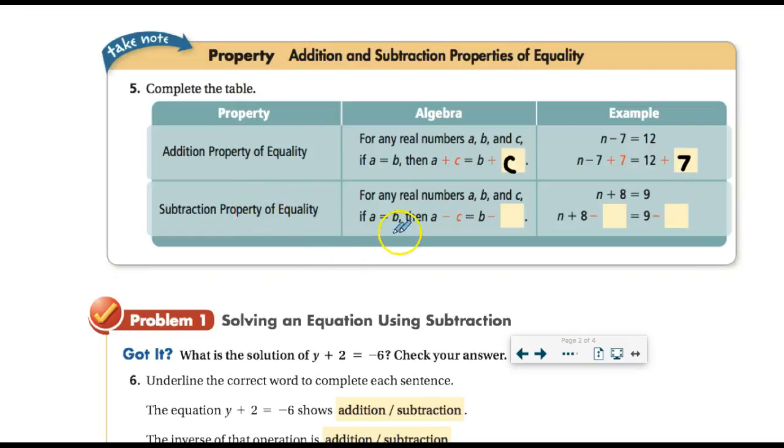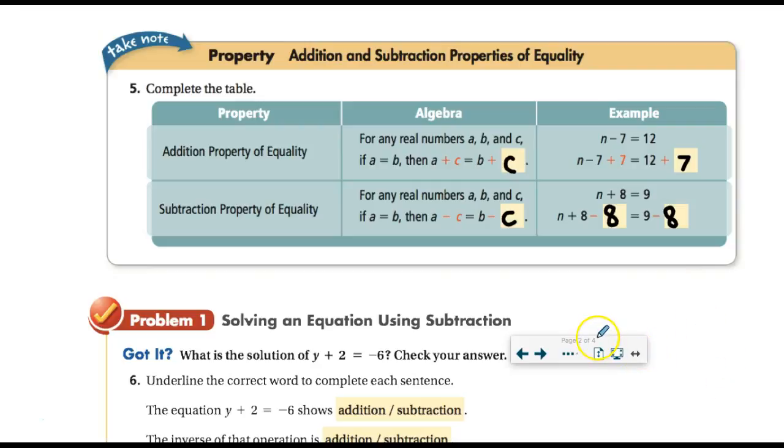Subtraction property, I can do the same thing with subtraction. For any real numbers a, b, and c, if a equals b, that means a and b are the same, then a minus c equals b minus c. So again, subtracting the same amount from both sides of the equation should not change the fact that they're equal. And again, that's going to be a way to undo addition. If I subtract 8 from the left, that means I need to subtract it from the right in order to maintain equality. Again, it does not change the fact that both sides of the equal sign are equal, but it will change what they look like.